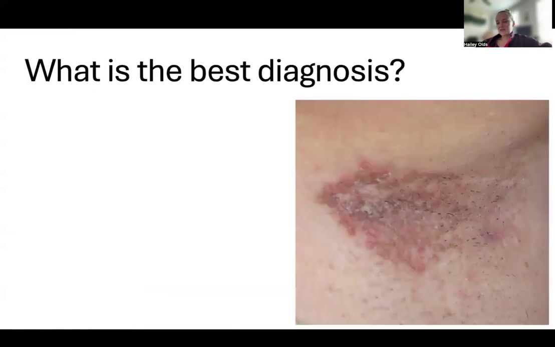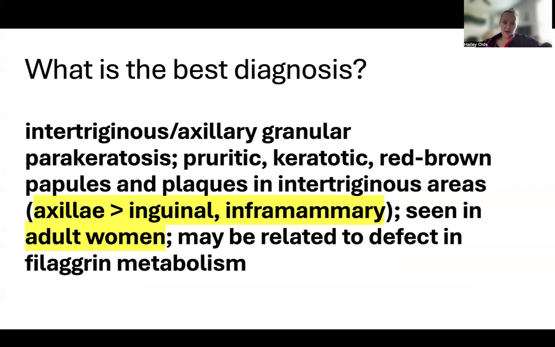Okay, what's the best diagnosis here in this axilla? So this is granular parakeratosis. They used to call it axillary. I think they're kind of getting away from that because you can see it in other areas. So these are itchy red-brown papules and plaques in intertriginous areas. It's usually in adult women, and it may be related to an issue with filaggrin metabolism.